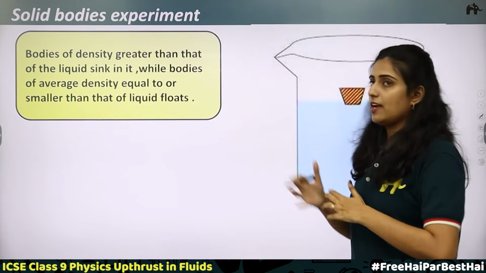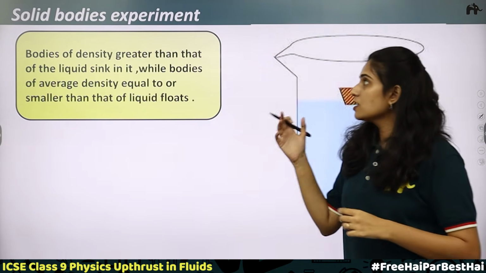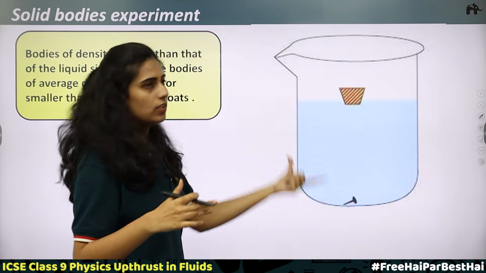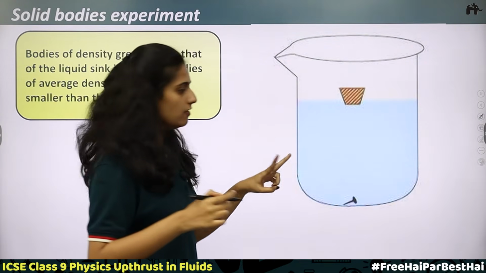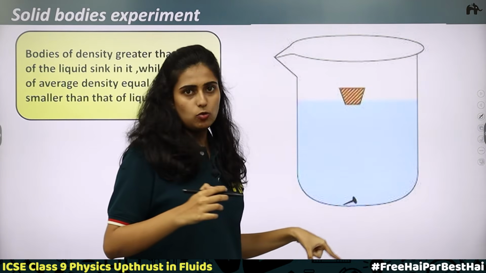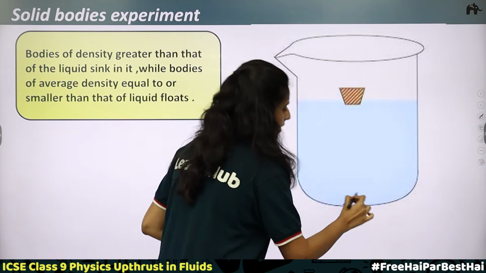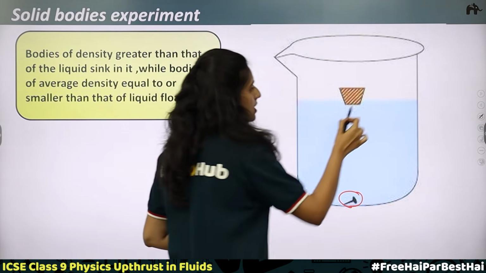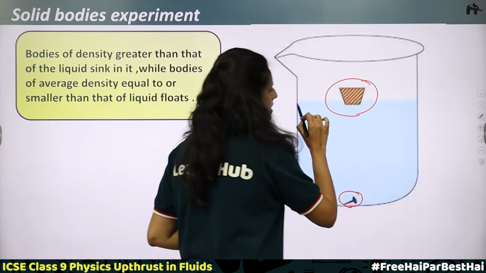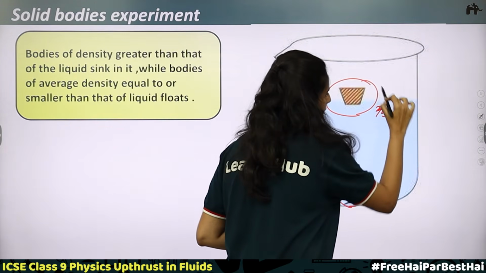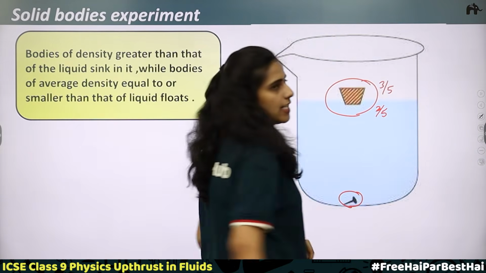To conclude what we have understood, let's do an experiment. Solid bodies experiment. Here, in a tumbler, water is taken, and two objects are taken: one is an iron nail and the other is a cork. First, when you drop the iron nail, what happens? The iron nail will sink. It will come to the bottom of the tumbler. When the cork is kept, it will start floating. 2/5 of the cork will be inside and 3/5 will be outside.